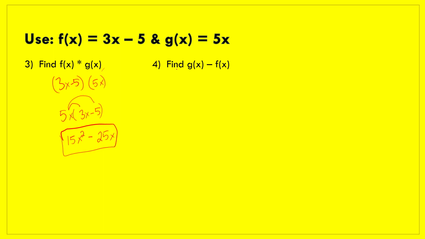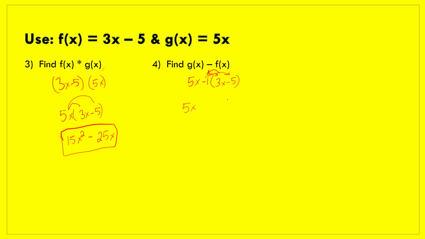Find g of x minus f of x. So g of x is 5x minus f of x is 3x minus 5. And so again, we want to pay attention to the sign in front of the parentheses. We see that there's a negative sign, so I'm going to put a 1 there and distribute that value back into both terms inside the parentheses.